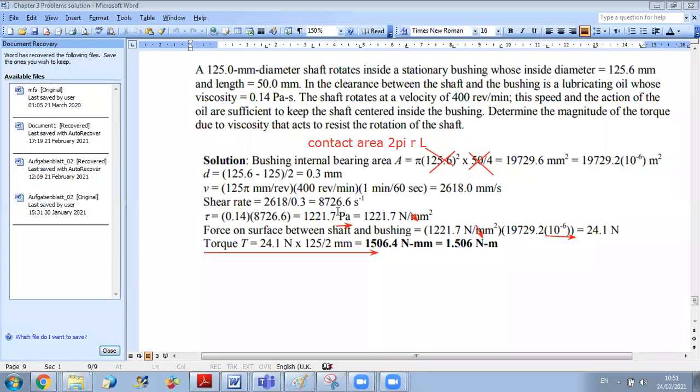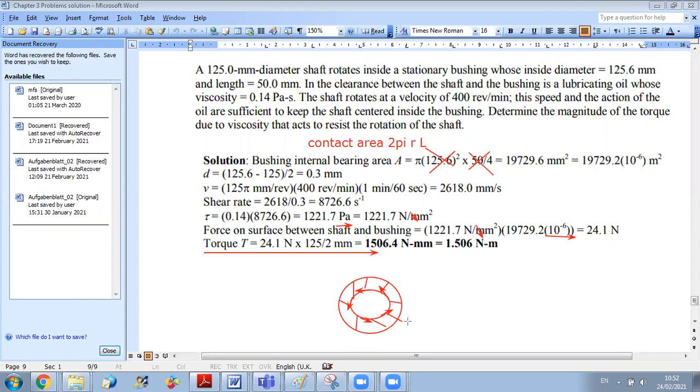What do we mean by the contact area? What do we have here? We have an internal shaft rotating in an external bushing. The oil is in between. So oil will be in contact with both, and it will resist the rotation of the inner shaft. As it is rotating, it will oppose rotation by shear, and the shear will lead to a force. The forces will be small forces like this. If you do the summation of all forces, you get the total force.